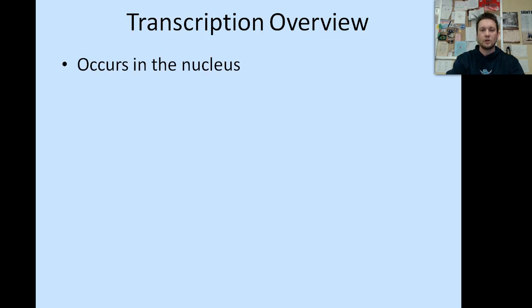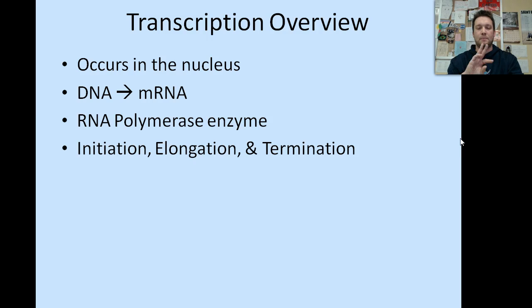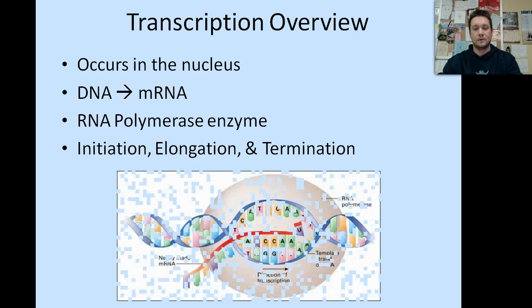Okay, a little overview of transcription. It occurs in the nucleus because that's where the DNA is. Remember, the DNA can't get out of the nucleus. It's stuck there. All right, we're converting DNA into messenger RNA, which is still information, but it's a different form of that information. Okay, it requires this enzyme called RNA polymerase. You've seen DNA polymerase before. That's what builds DNA. Well, guess what RNA polymerase does? It builds RNA. Okay, there's three main parts to this process called initiation, elongation, and termination.